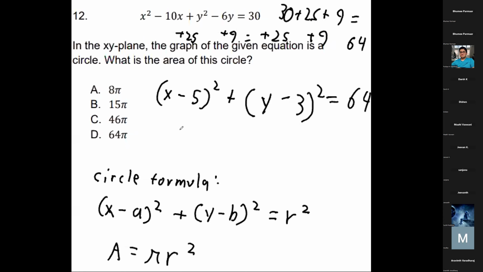So now we have the equation in the circle formula, or the equation of a general circle. And we know that the area is equal to pi r squared. Well, we have r squared right here, so we can just plug that in. So A equals r squared, which would just be 64, times pi, which is answer choice D.